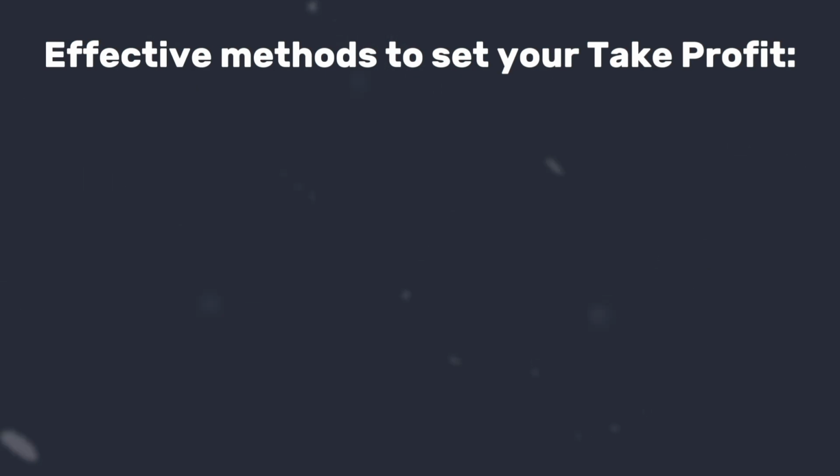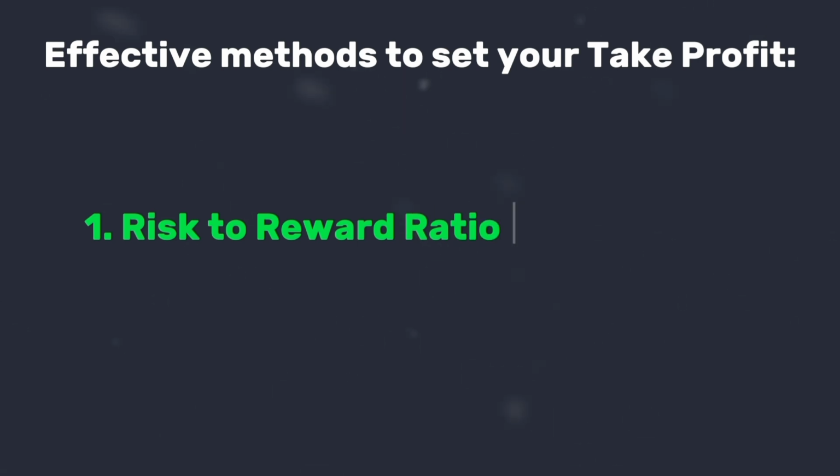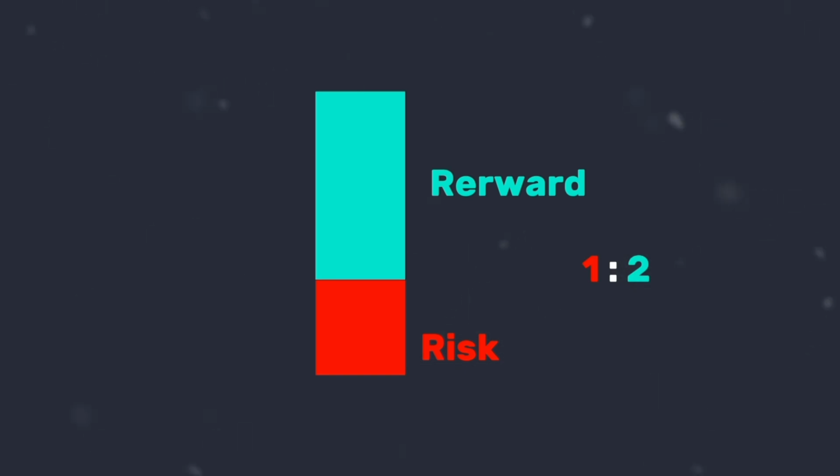There are two effective methods to set your take profit. 1. Risk to reward ratio. Always aim for a minimum risk to reward ratio of 1 to 2. For example, if you risk 2% on a trade, your target profit should be at least 4%.